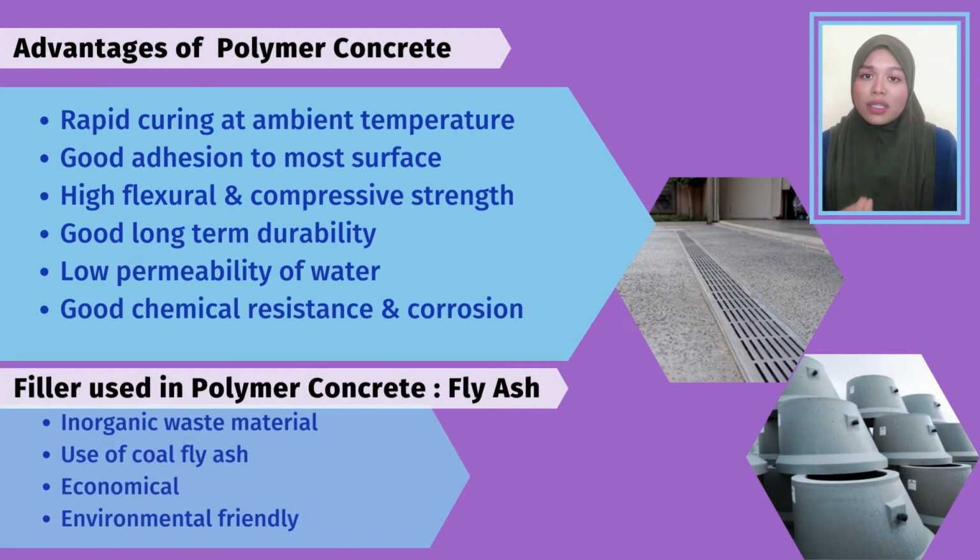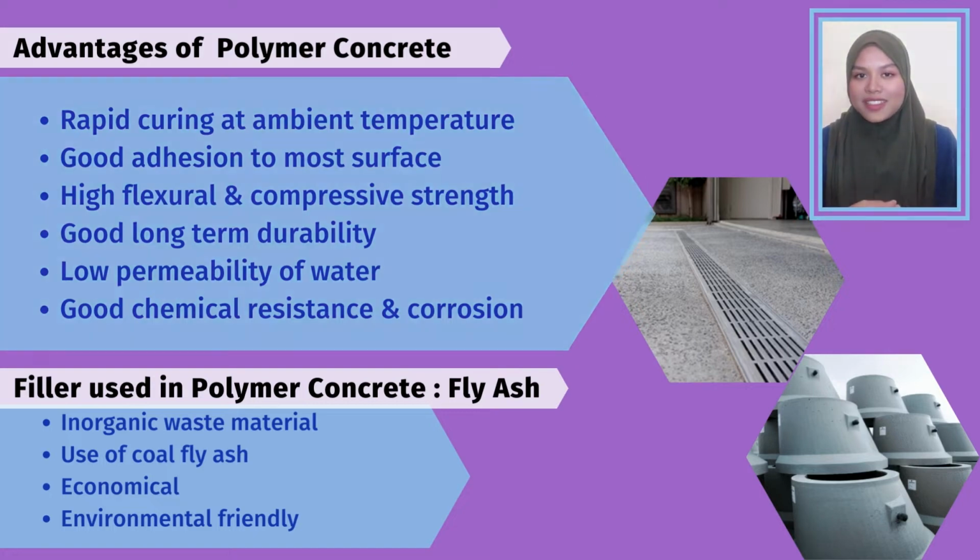So let's take a look at the advantages of polymer concrete. The advantages are rapid curing at ambient temperature, good adhesion to most surfaces, high flexural and compressive strength, low permeability to water, good long-term durability, and good chemical and corrosion resistance. Fly ash is an inorganic waste material obtained from coal, which is environmentally friendly and economical.